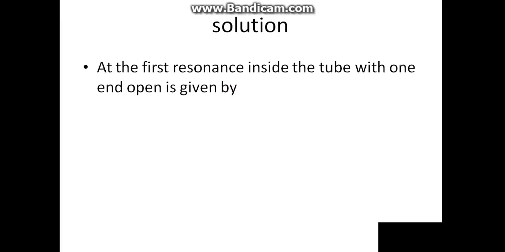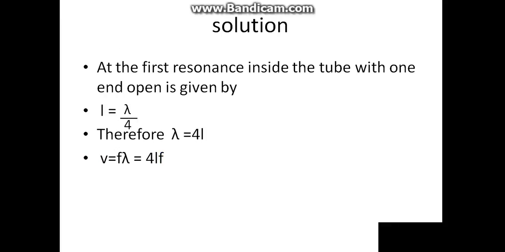Solution. At the first resonance inside the tube with one end open is given by L is equal to lambda over 4. Therefore, lambda is equal to 4L. V is equal to F lambda, which is equal to 4LF. Therefore, V is equal to 4 times 0.2 times 480, which will give us 384 meters per second.